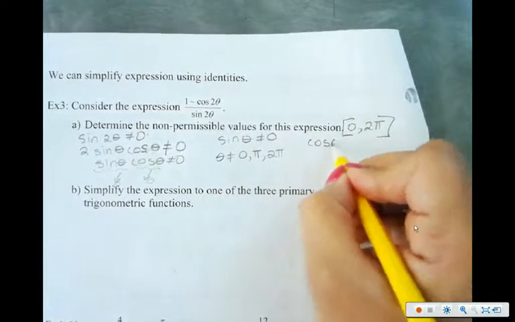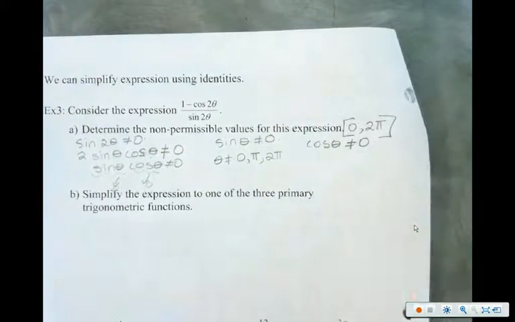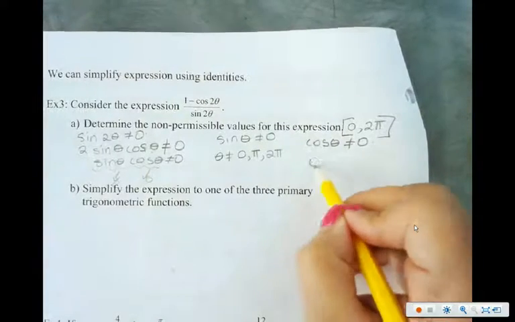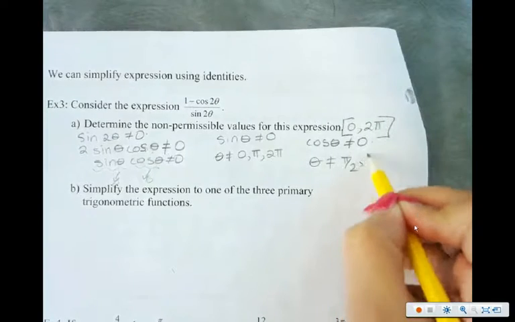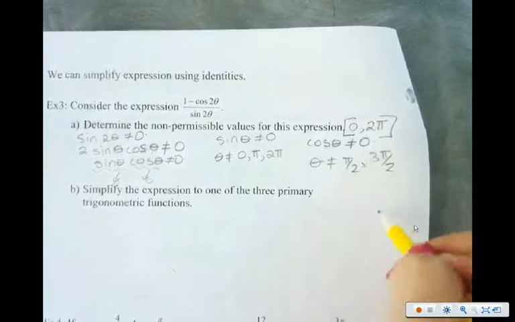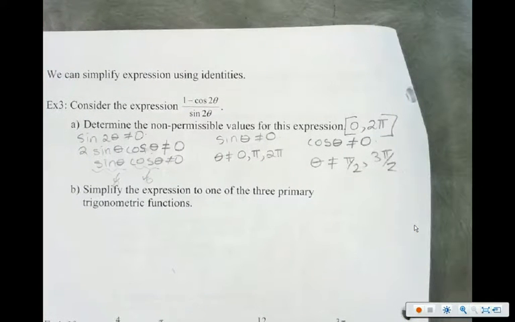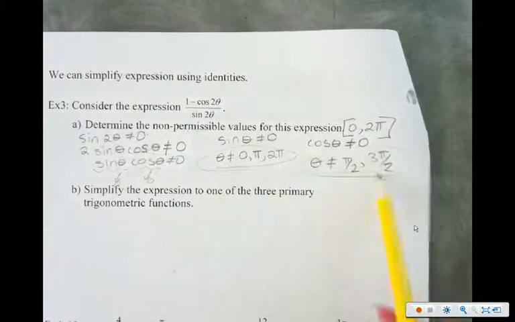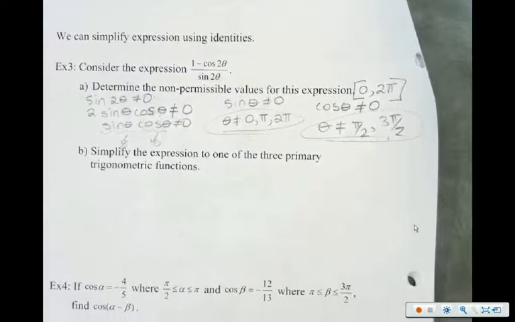So cos theta can't be 0. Where is cos theta 0? Pi by 2 and 3 pi by 2. All right, perfect. Now, those are all my non-permissibles. So these guys and those guys. Theta is not allowed to be those.